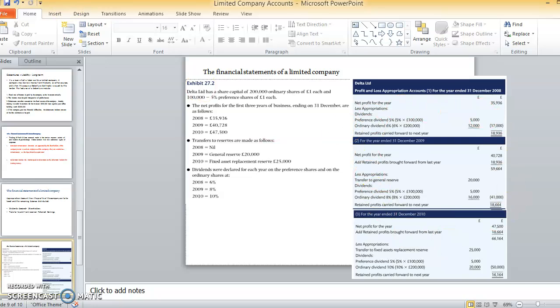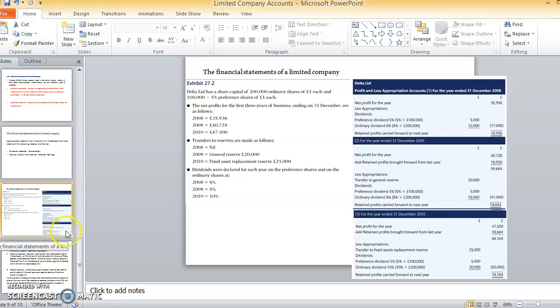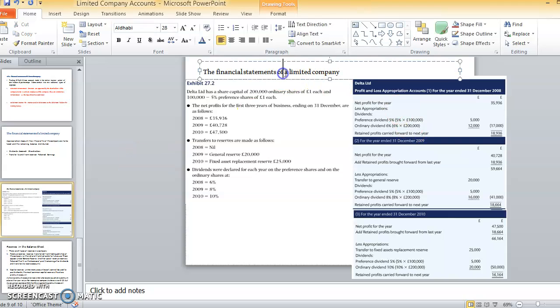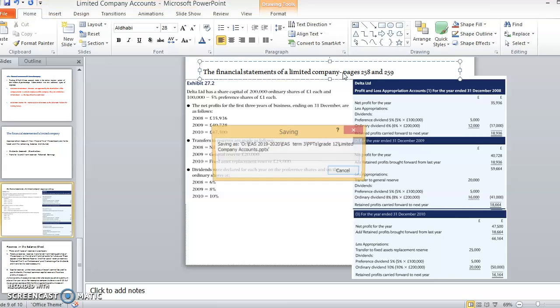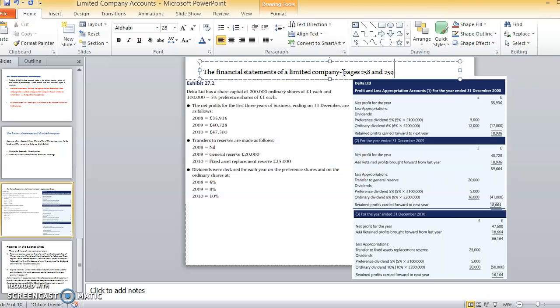This is how we make the appropriation account. Hope you guys have understood what I have been trying to explain here. Please go over these slides again, and remember this exhibit is basically from your book. The page numbers are 258 and 259. You can go over the exhibits for more clarity, and you can please listen to the recording again so that you are clear as to how to make the profit and loss appropriation account for future references.